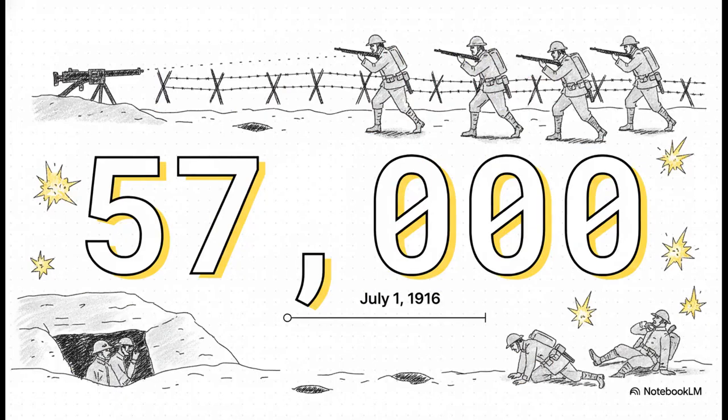And the result of that failure? 57,000. When the British troops went over the top on July 1, 1916, the German machine gunners simply climbed up from their dugouts and opened fire. Over 57,000 British casualties on a single day. To this day, it remains the bloodiest single day in British military history.